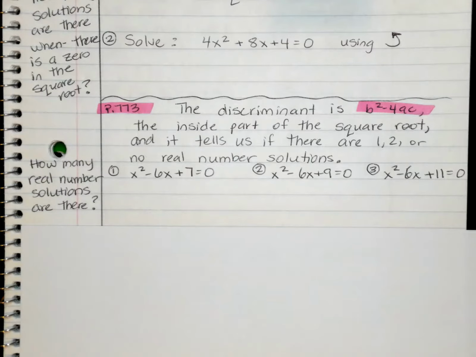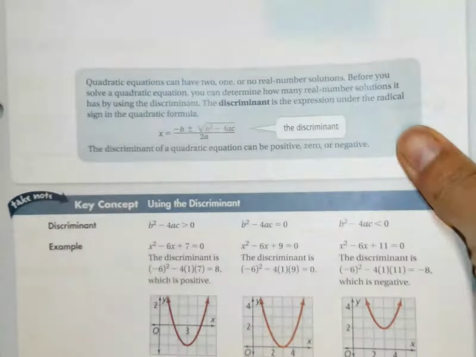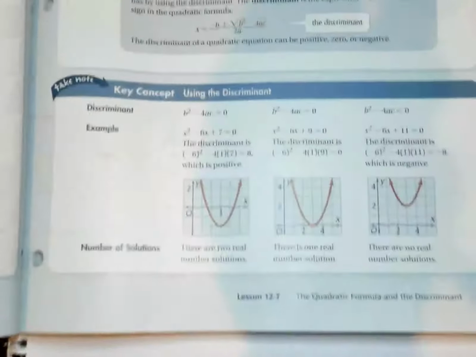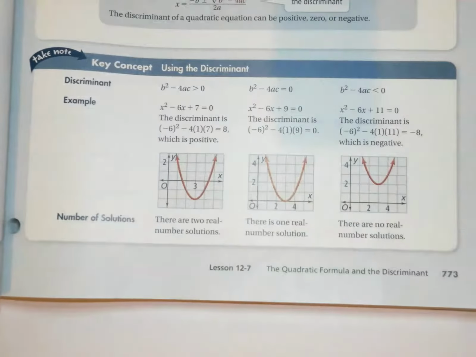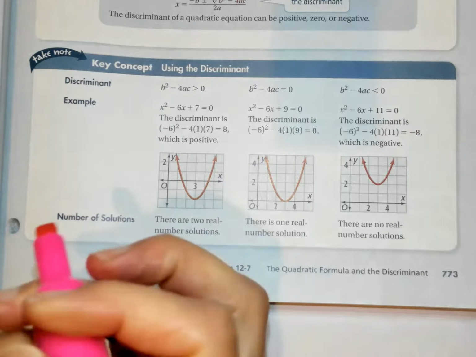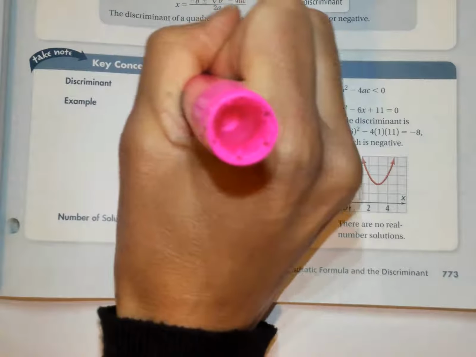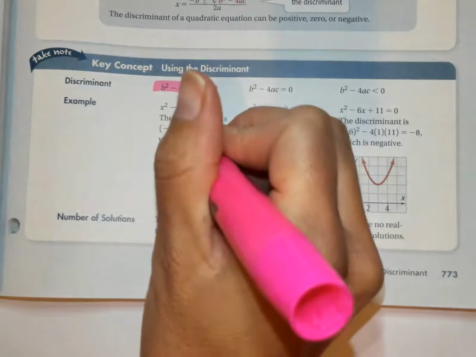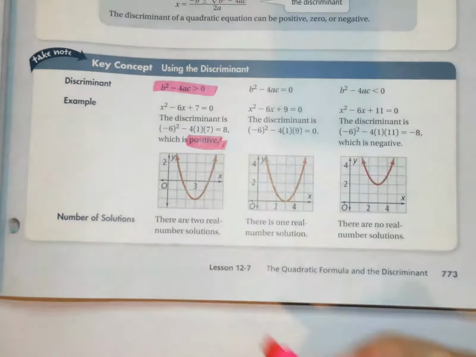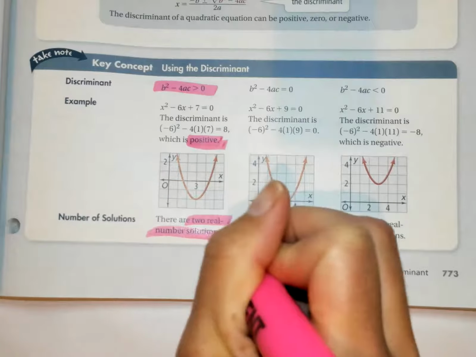Page 773. Let me just show you guys what that is. It's kind of hard to see. It's at the bottom, right there. Okay, so this is page 773 in your book. I highly recommend that you look at it, highlight it. Basically what it says is, if the discriminant, if the b squared minus 4ac comes out to be greater than 0, then that means when you calculate it, it's going to be a positive value. And that means that there are 2 real number solutions.